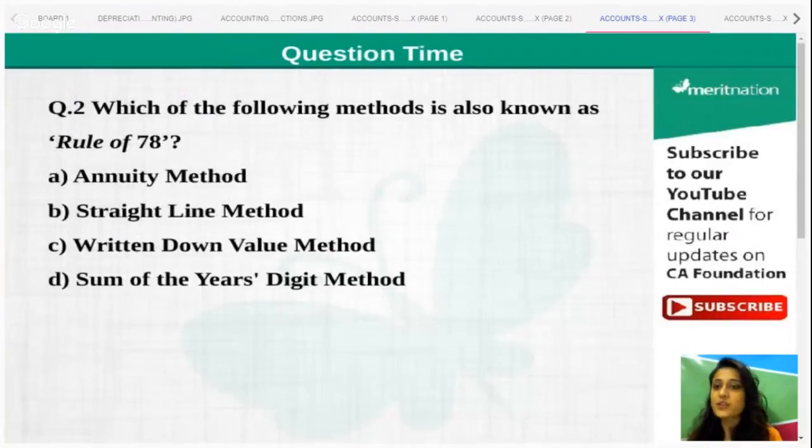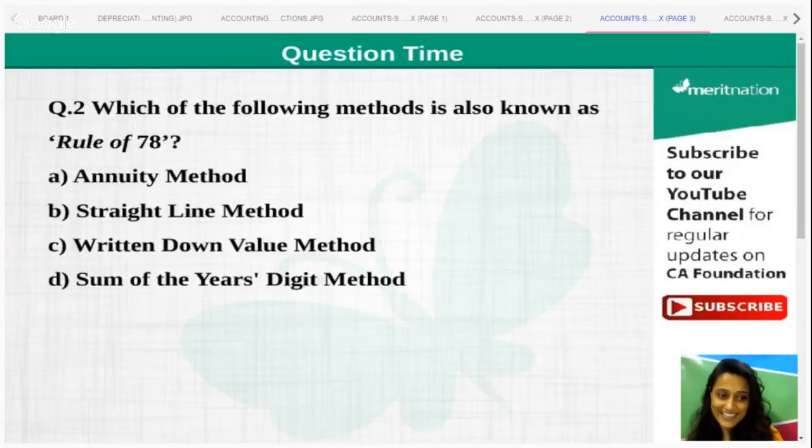Right. So question number 2. I hope I get the right answer for this one. Which of the following methods is also known as rule of 78? Option A, annuity method. B, straight line method. C, written down value method. Or D, sum of the years digit method. Can I get some right answers here?